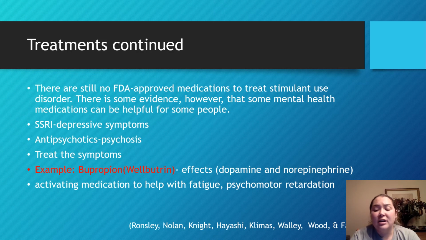retardation. You do want to watch out though, because it does affect the dopamine levels, so it could possibly cause increased hallucinations, paranoia. So if you do have a patient with that, then you may want to stop that medicine and try something else. You also want to check for seizure history, because Wellbutrin can increase your chance of having seizures. So if they do have a seizure history, you would want to try a different medication.